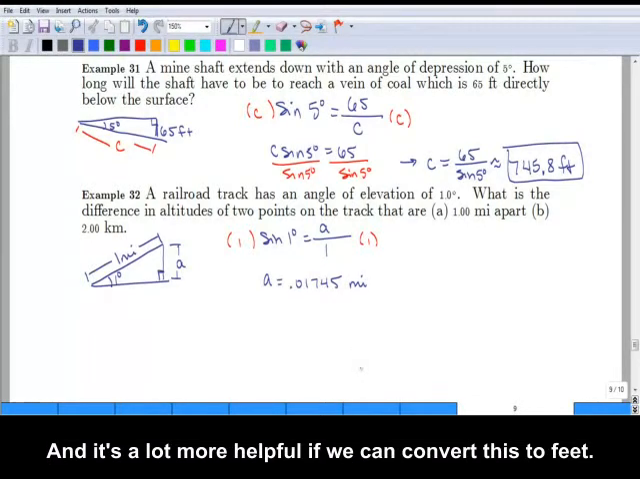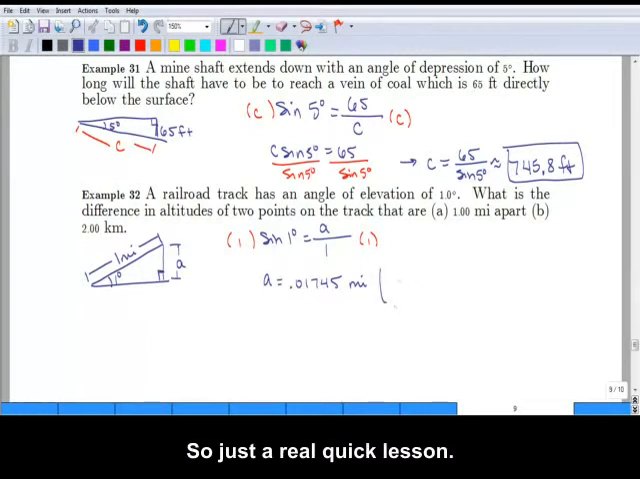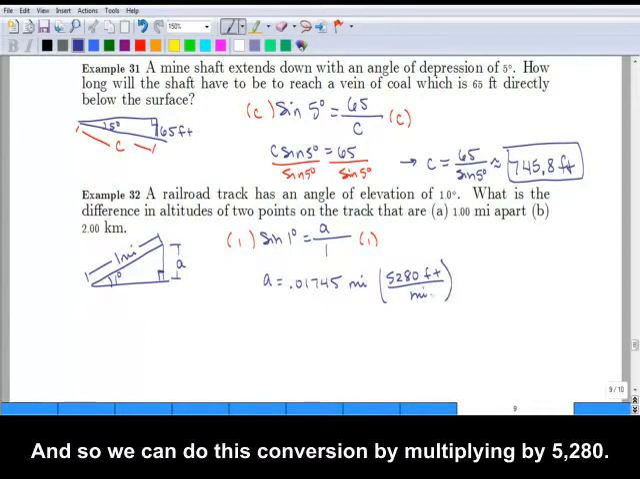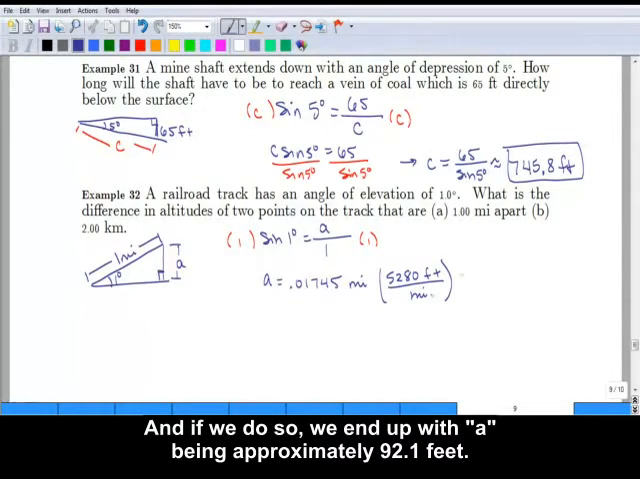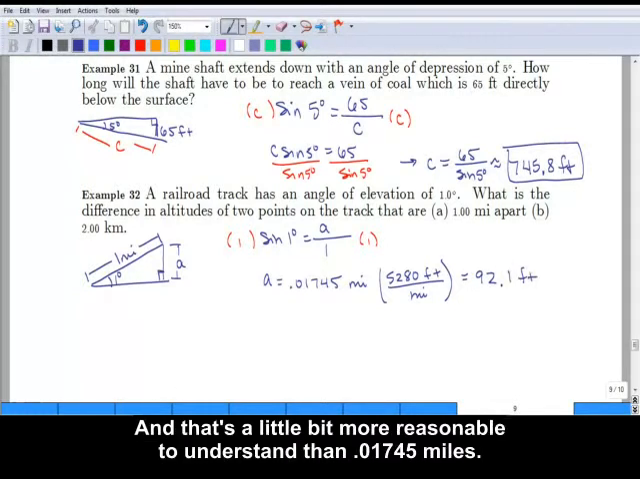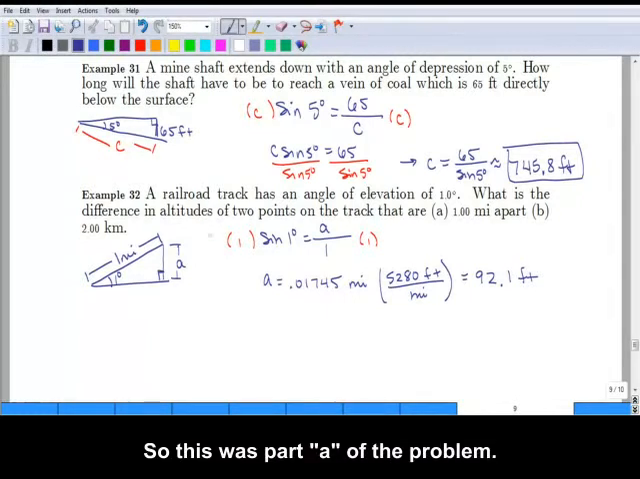And it's a lot more helpful if we can convert this to feet. So just a real quick lesson, there are 5,280 feet in 1 mile. And so we can do this conversion by multiplying by 5,280. And if we do so, we end up with A being approximately 92.1 feet. And that's a little bit more reasonable to understand than 0.01745 miles. So this was part A of the problem.